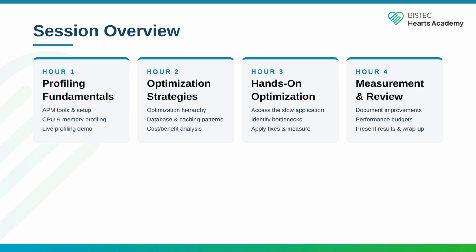Hour 3 is entirely hands-on. You'll work with a deliberately slow application, and your job is to make it fast. Hour 4 is measurement and review, documenting improvements with before and after numbers and presenting the results. The ratio is about 40% theory and 60% hands-on. Everything in the first 2 hours feeds directly into the practical work in hour 3.